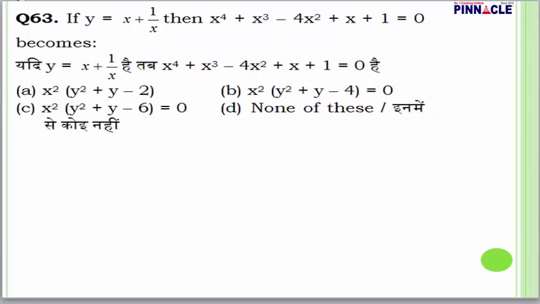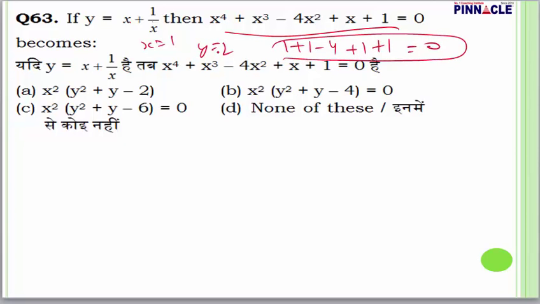Question number 63. If y is equal to x plus 1 by x, then we have to find the value of this, which is the true solution. Now you can put x is equal to 1, then we will have 1 plus 1, that is 2. X is 1, y would be 2. So 1 plus 1, because 1 to the power 4 would be equal to 1. 1 plus 1 minus 4 plus 1 plus 1. That is satisfying. So x is 1 and y is equal to 2. See which is correctly representing.